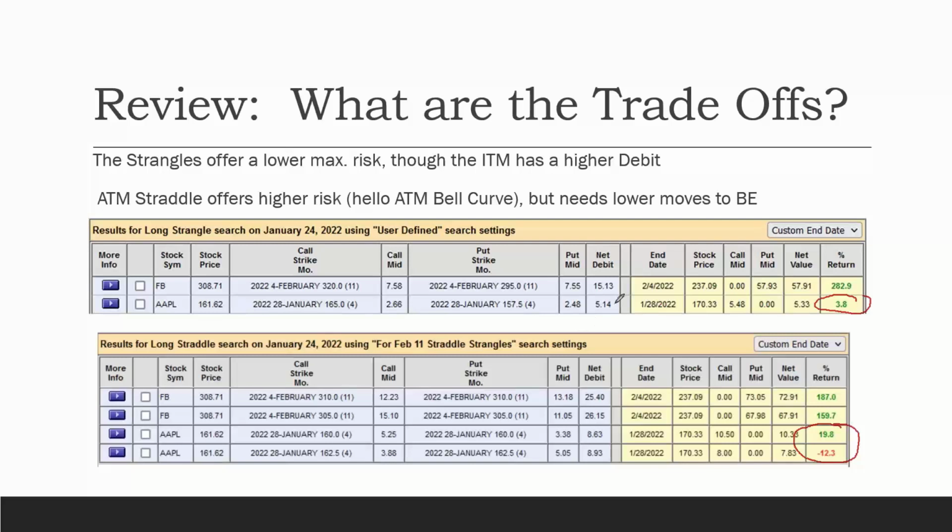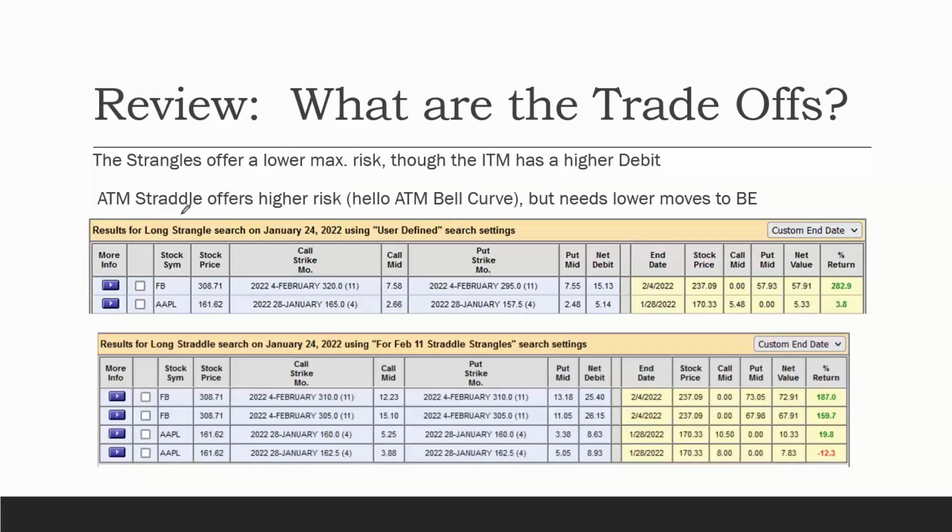The strangles have the lower cost, 5.15 versus 8.63 and 8.93, 15.13 versus 25 and 26 for the at the money straddle. Risks are about the same, but depending on which strike prices you chose, of course. What I mean by that is the in the money strangle for either one of these had the same monetary risk, but had the higher prices because you have to pay both. Overall, again, review, the strangles offer the lower max risk, though the in the money strangle has the higher debit out of pocket at first, but it has about the same risk.